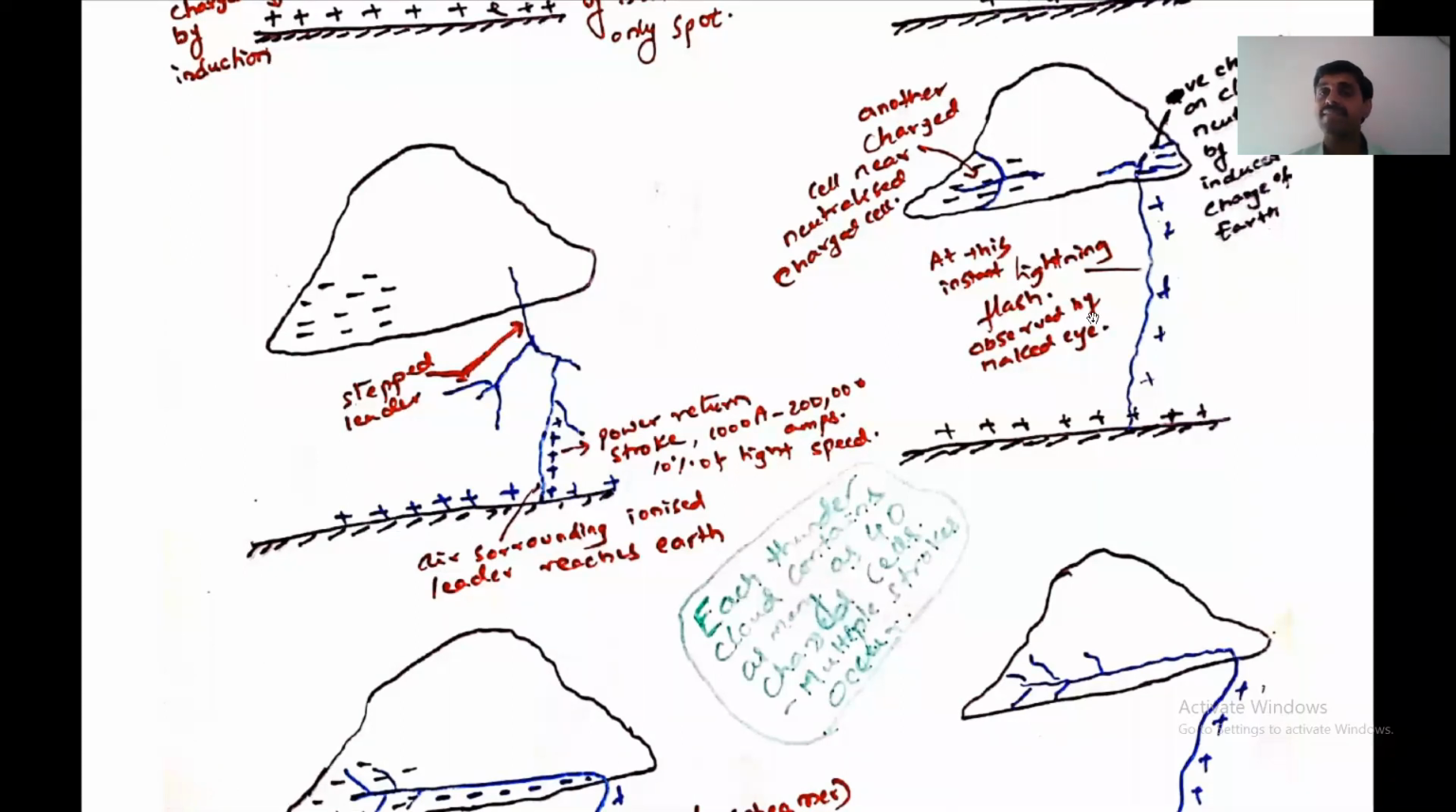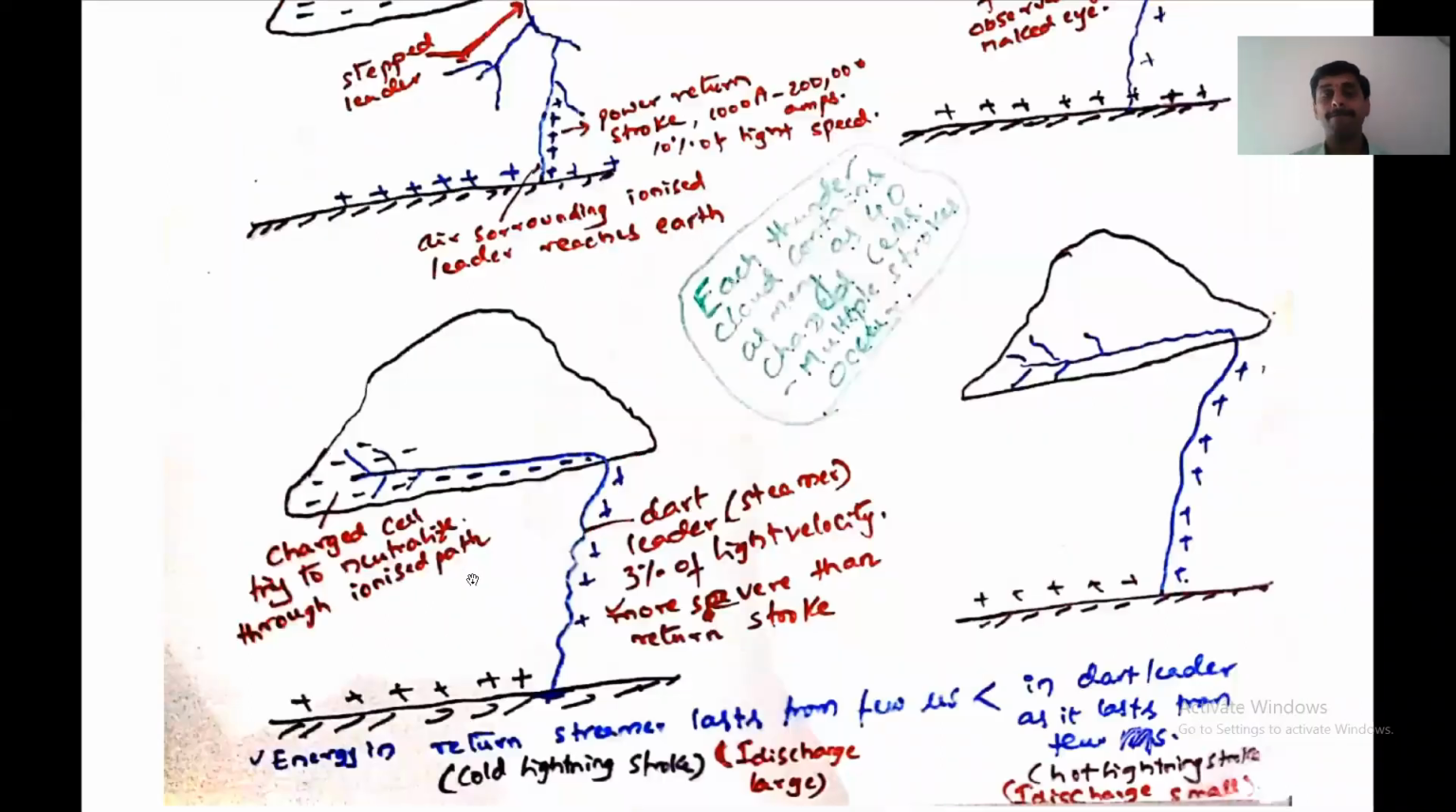Again, in the cloud there are many pockets of charged cells. Once one is completely neutralized, the next pocket takes the same path, and its charges are neutralized through the same ionized path. Like this, you can observe a number of lightning strokes. This is called the dart leader, which moves at 3% of the light velocity. The charged particles get neutralized, and it is more severe than a return stroke, because nearby cells are also getting neutralized.